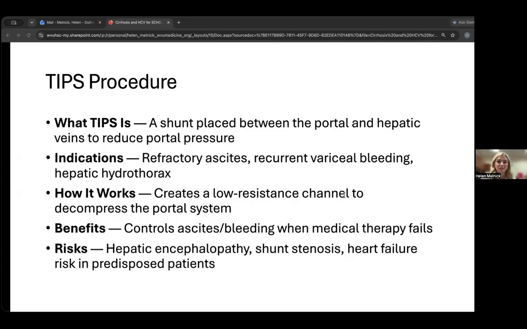TIPS increases venous return, so patients with heart failure or pulmonary hypertension may not tolerate it. Over time, shunt stenosis can also occur, so Doppler ultrasound surveillance is important. But overall, TIPS is a powerful option when standard therapies fail, but it requires careful patient selection and close follow-up.